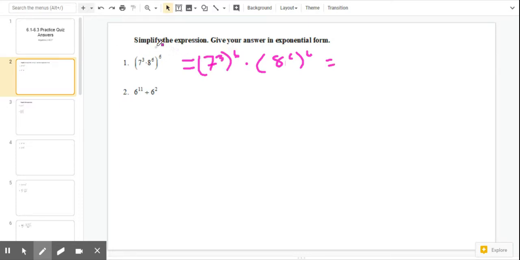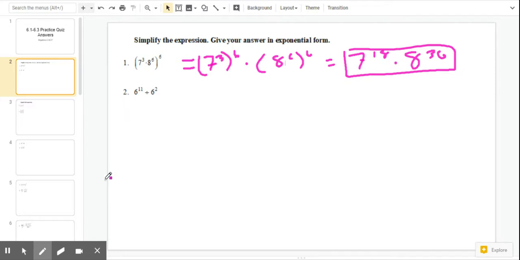So first you distribute to each one. And now you can see we have a power of a power. So we're going to multiply. So this is 7 to the 3 times 6, which is 18, times 8 to the 6 times 6, which is 36. Now note that the directions said give your answer in exponential form. So don't take out your calculator and find a number here. I want you to leave it in exponential form like this.